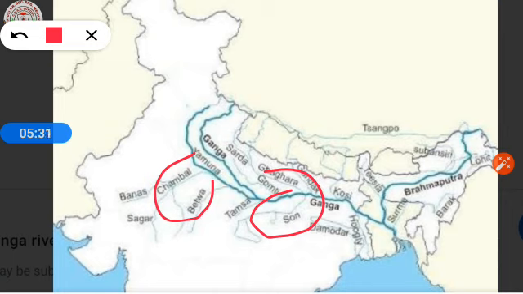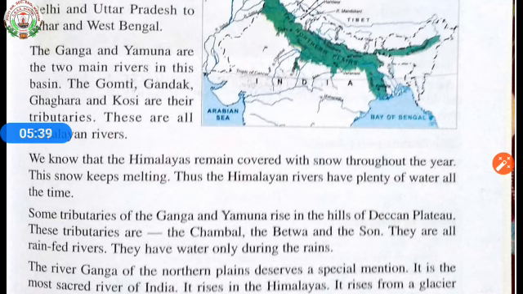That is, they depend on the monsoon, meaning during the rainy season only they have water in the rivers. But the Himalayan rivers have plenty of water all the time. As I told you earlier, Himalayan rivers remain covered with snow throughout the year, and this snow keeps melting. Therefore, the Himalayan rivers have plenty of water all the time. But in other parts of the Deccan Plateau, they are rain fed.